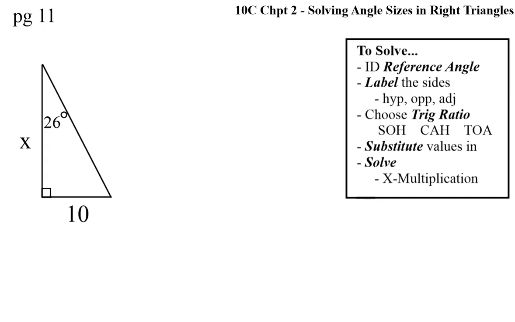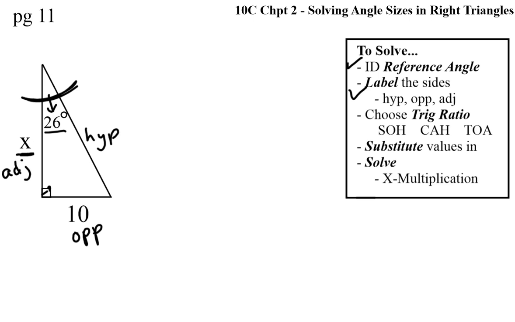Page 11, keep going. Let's walk through this one. First thing, identify the reference angle. Well, trying to find side x, the reference angle is the angle we know, which is 26. So there's the reference angle. Label our sides. Opposite the 90 is hypotenuse. Opposite the reference angle is side opposite, and that leaves adjacent.